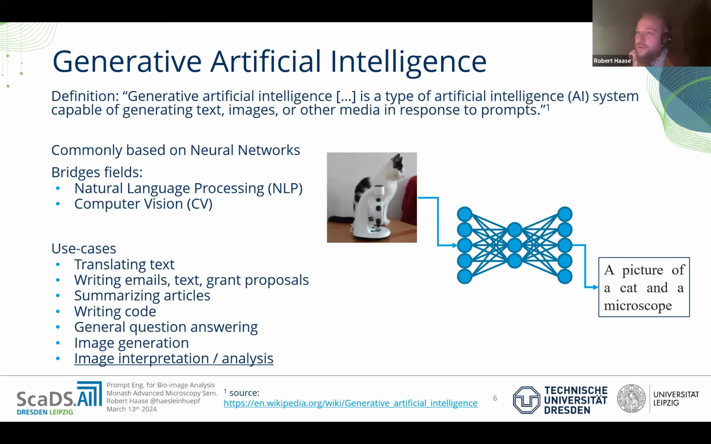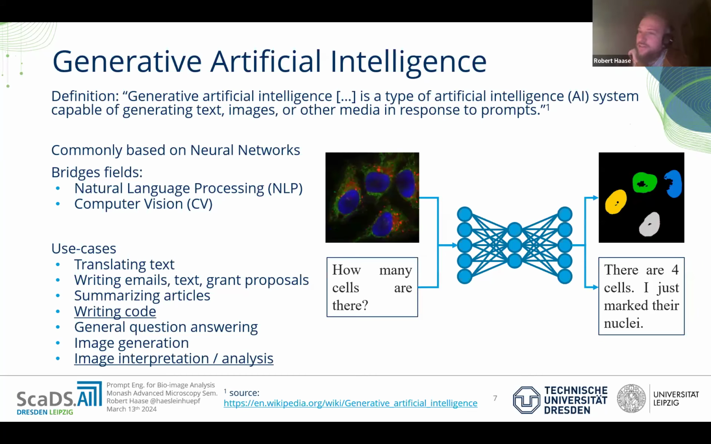It also works the other way around. I can take an image where a cat is sitting next to a microscope and ask the network, the language model, what is there, and it can describe this image. So there are these capabilities. It's all very fascinating with natural images, cats, and microscopes.